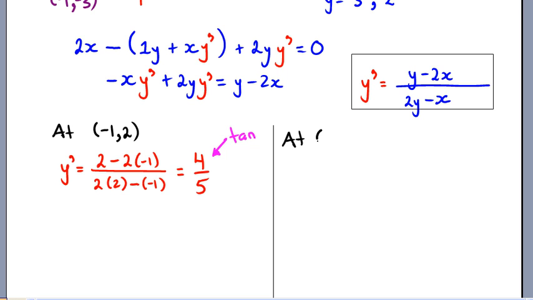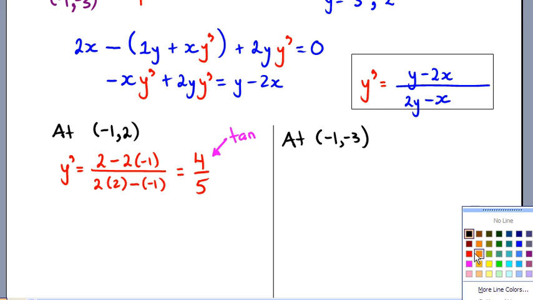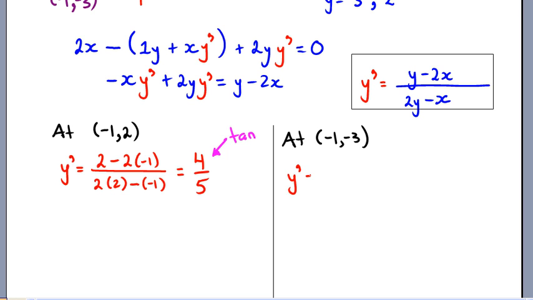What about the other point? What about -1, -3? It's got a different slope to it. Slope of its tangent line, have a -3 minus 2 times a -1, and then in the bottom 2 times a -3 minus a -1. That one ends up being, well, it's like -1 on top of -5, so it ends up being 1/5. But once again, that's the slope of the tangent line.